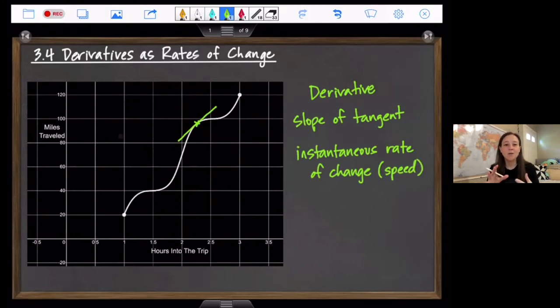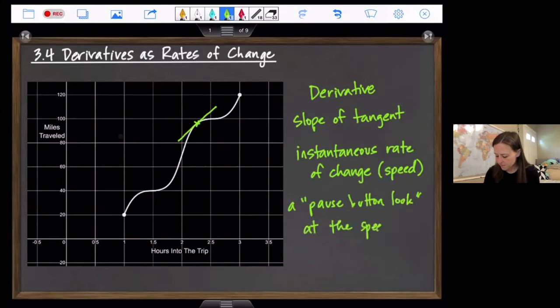And what I said was, if we had a video of our speedometer, and we hit the pause button at that one particular instant, what would the speedometer say our speed was at that particular instant? All right, so this was our pause button look at the speedometer. And that's what we are going to tie back to the derivative.